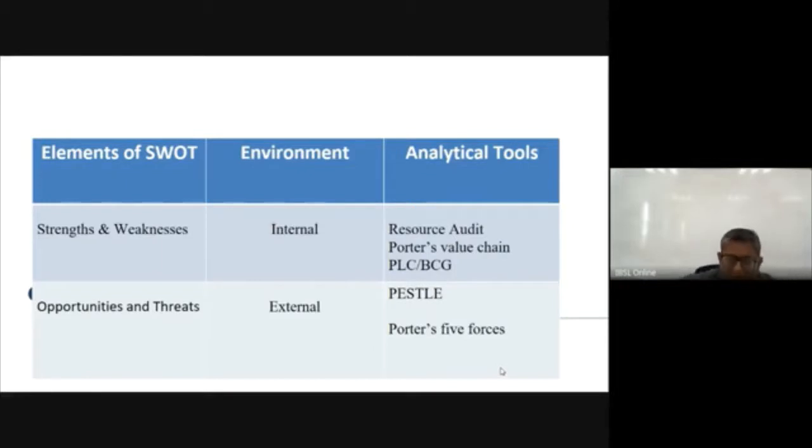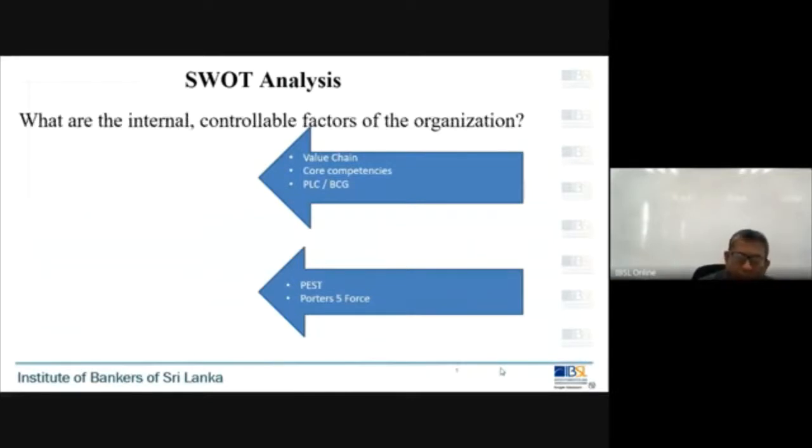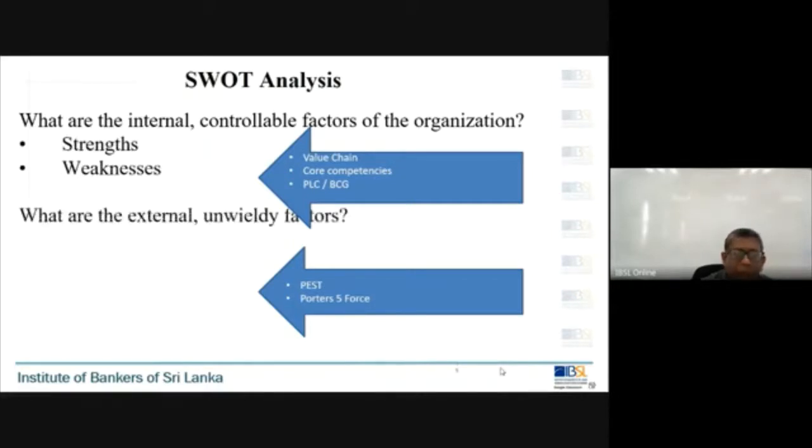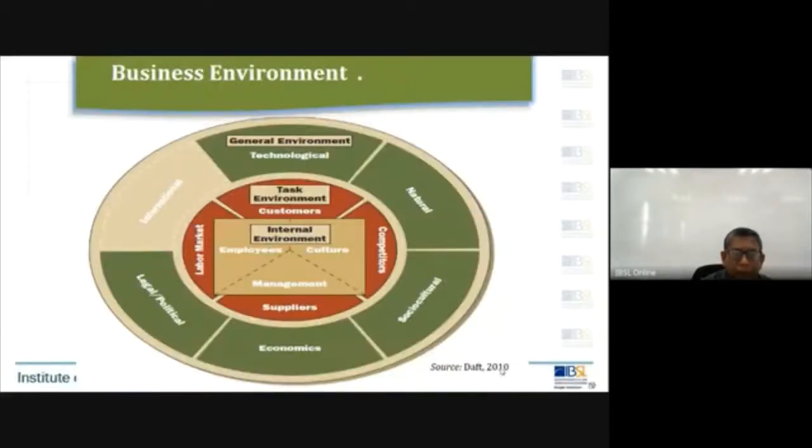Right. We'll take one by one. Now, what are the internal controllable factors of the organization? Value chain, core competencies, PSC, BCG. And what are the external uncontrollable factors, PESTLE and functional factors? Right, we look at all these factors.